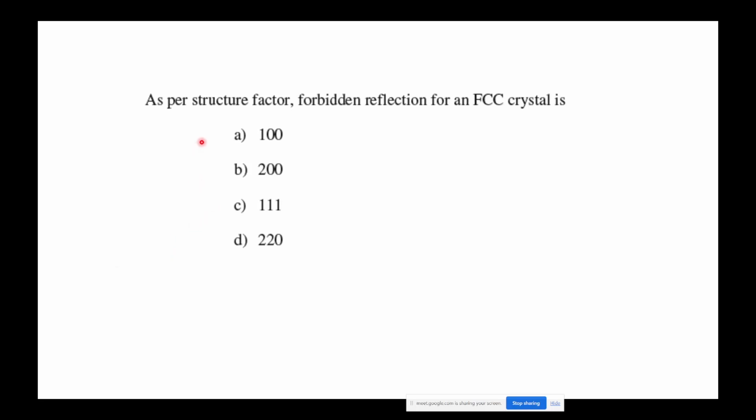So as per the structure factor, what is the forbidden reflection for an FCC crystal? Tell me, what is forbidden reflection for FCC?